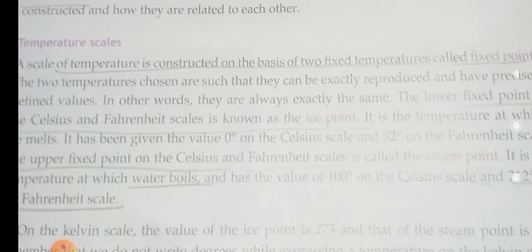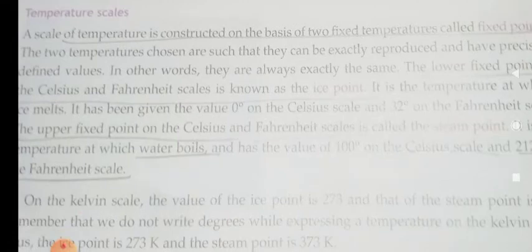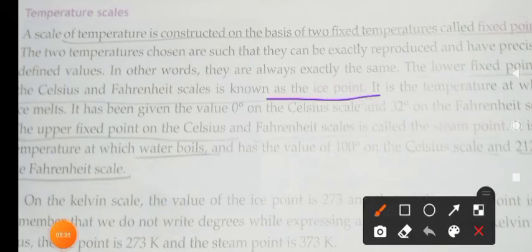The lower fixed point of the Celsius and Fahrenheit scale is known as ice point, and the upper fixed point is called steam point. So lower is called ice point and the higher is called steam point.